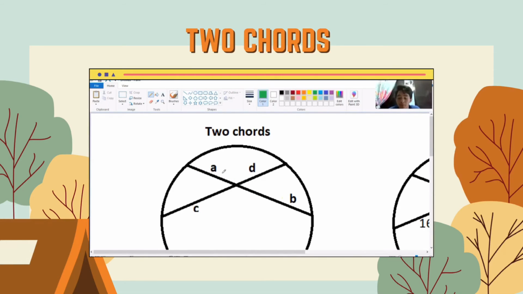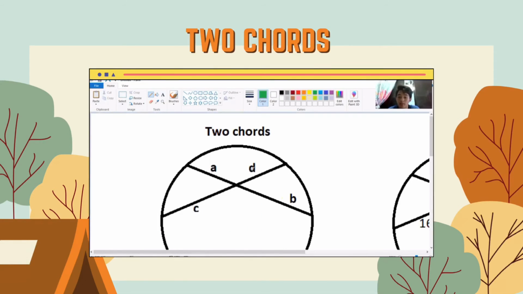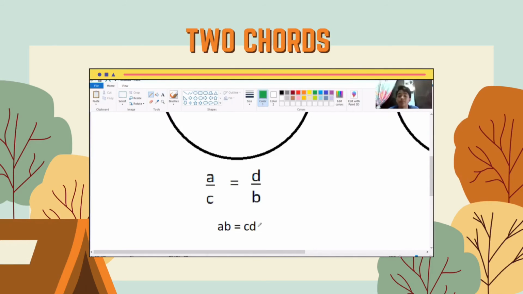In the first chord, what I put is A and B. In the second chord is C and D. To get the formula of two chords, we're going to get the first and the second ratio. As you can see here, our first ratio is A over C and D over B. To get the formula, we're going to cross multiply: A times B, C times D. So the formula here is AB is equal to CD.